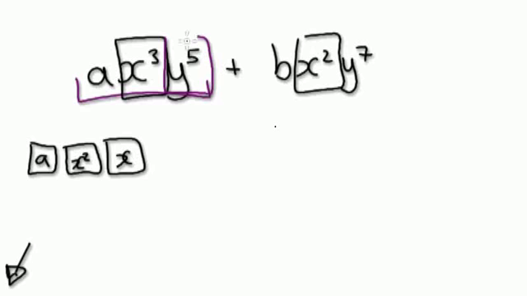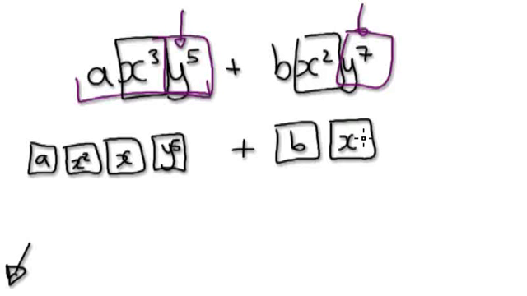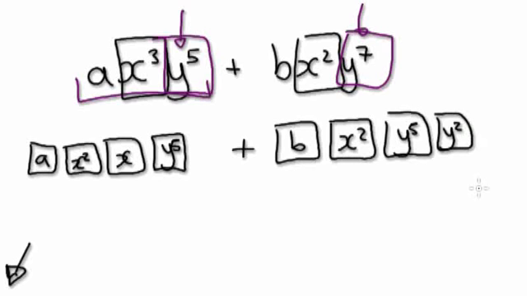Now have a quick glance at the y here. The highest common factor, just looking at the y only, will be y to the power of 5. So I'm going to visualize the y as y to the power of 5. And then on this side, let's take the b down. On this side, it will be x squared. And the y here would be y to the power of 5 times y squared.